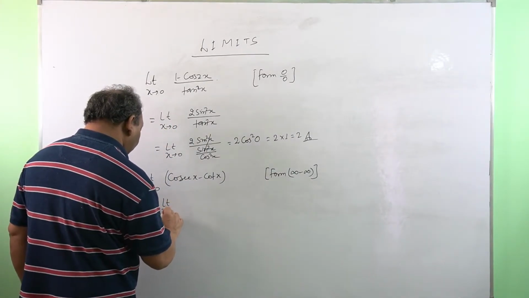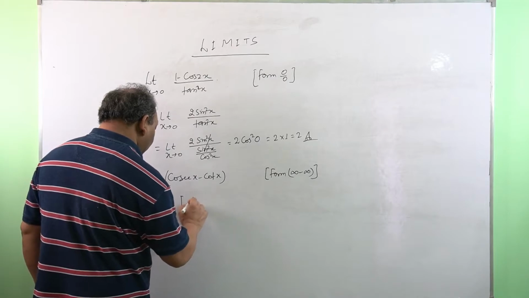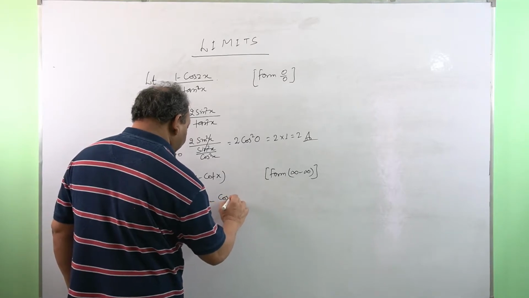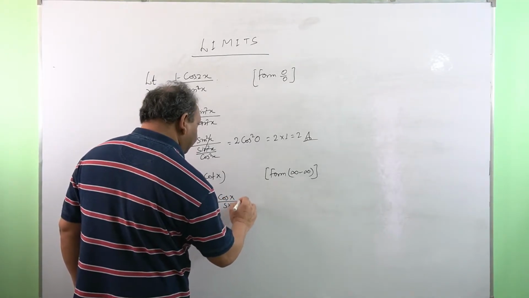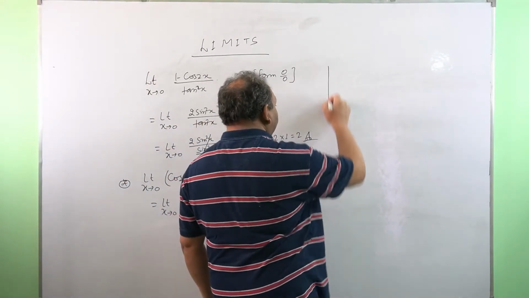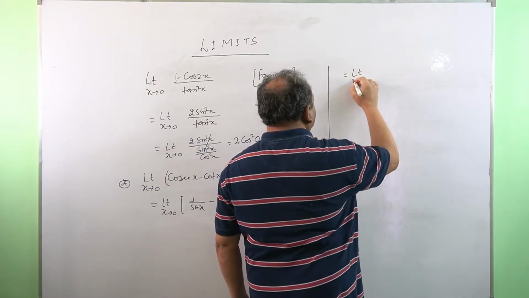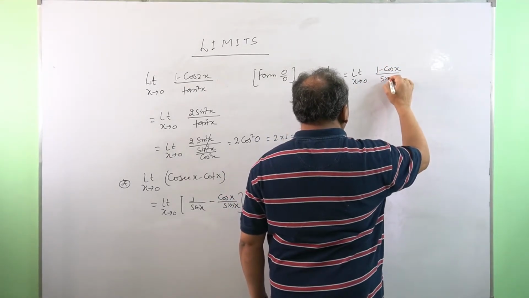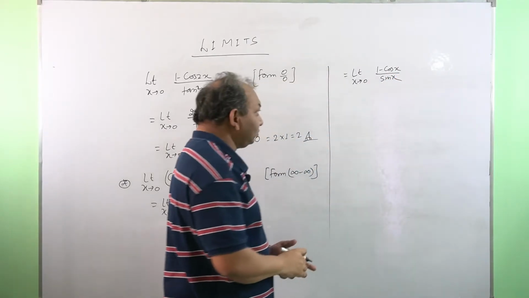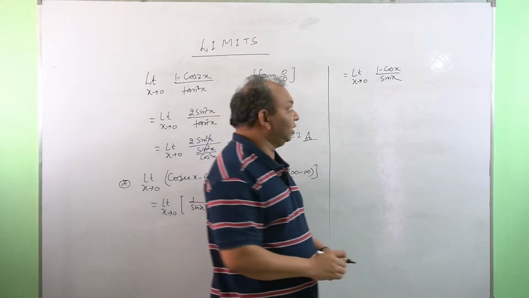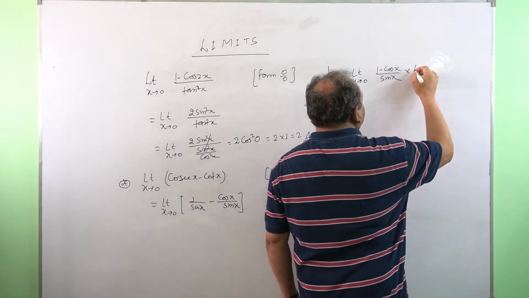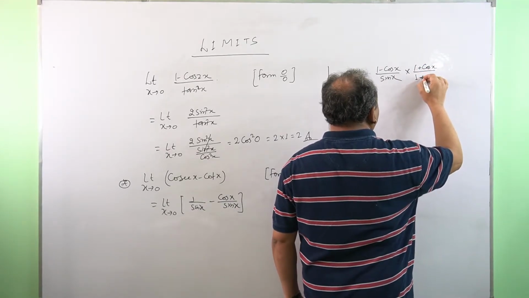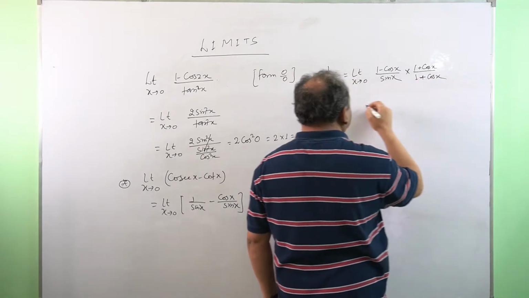Limit x tends to 0, cosec x can be written as 1 by sin x, and cot x can be written as cos x by sin x. Now take LCM. Limit x tends to 0, (1 minus cos x) divided by sin x. We can multiply and divide here by 1 plus cos x. So multiplying by 1 plus cos x and dividing by 1 plus cos x.